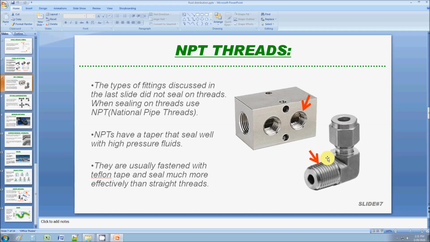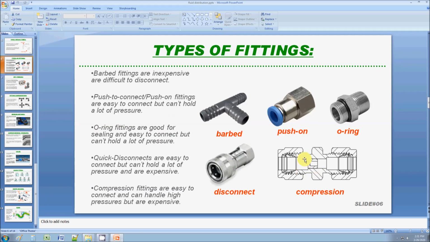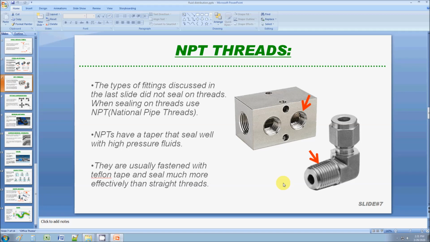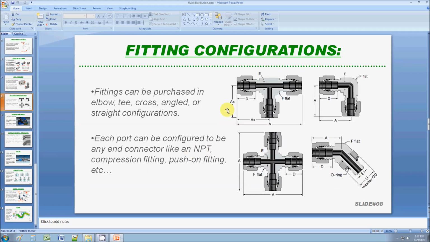So again, this is really a good solution for fluid distribution. This is one of my favorites. I really like this and these three here. So those are highly recommended on your designs. So now that we understand the fitting, we gotta understand how they're configured.